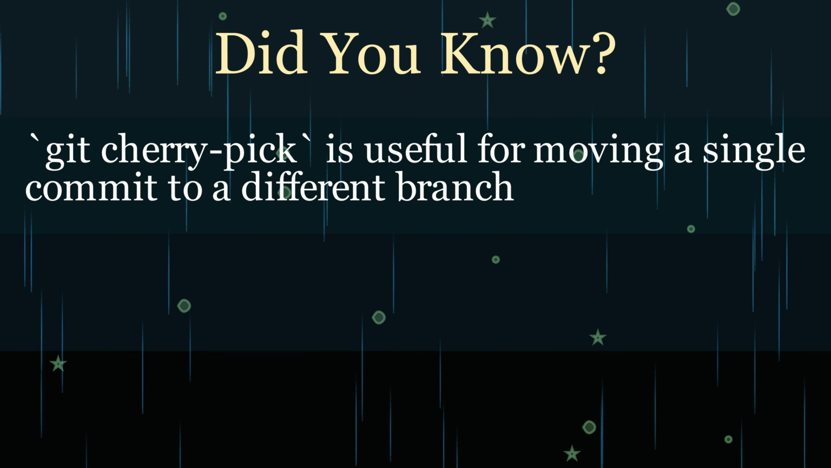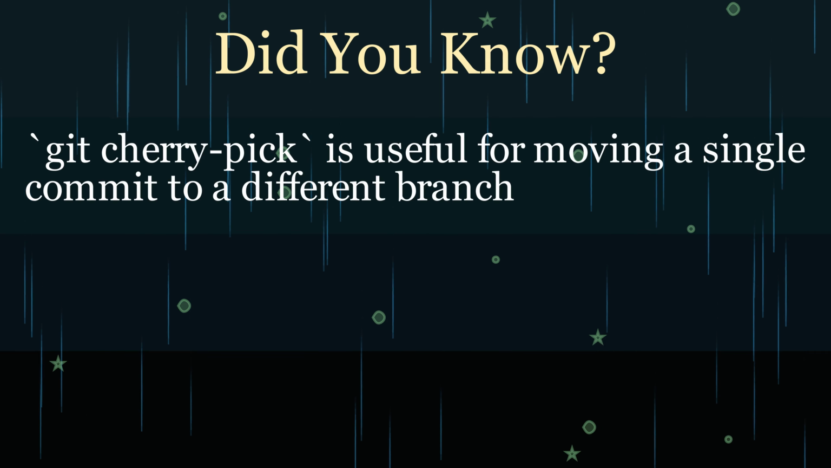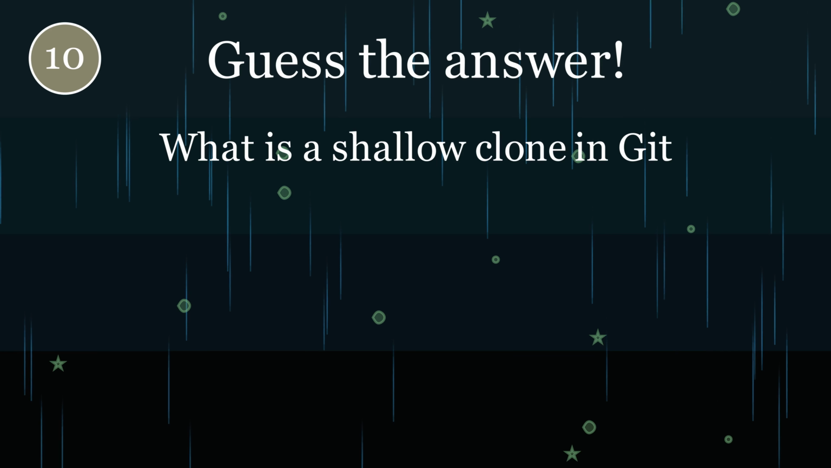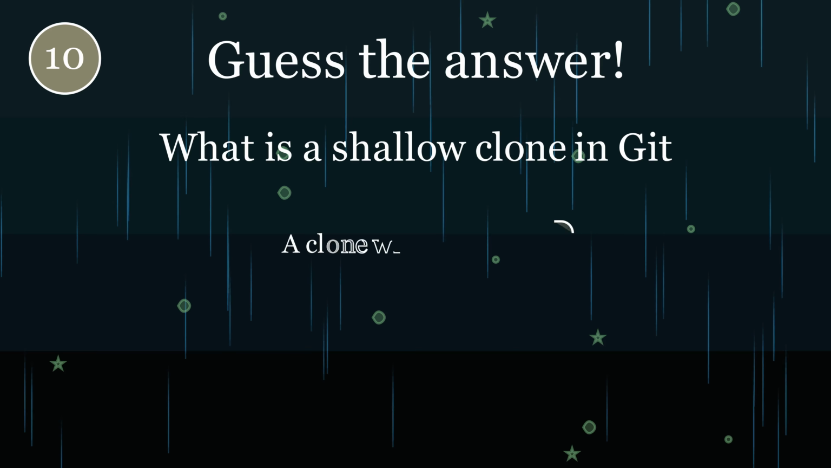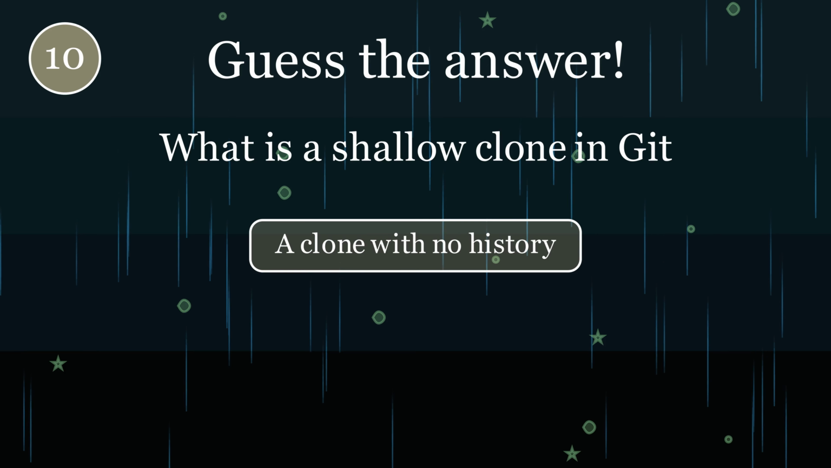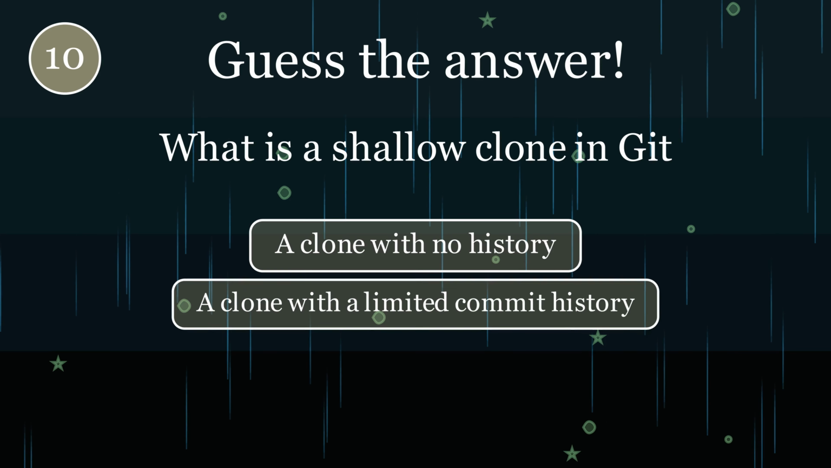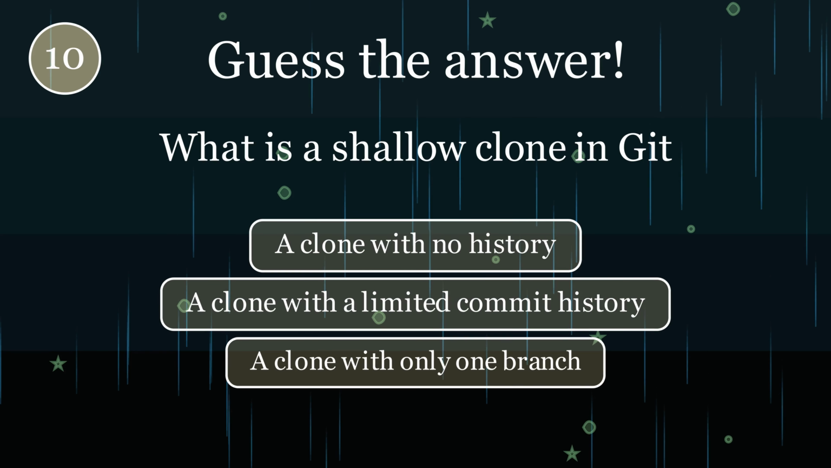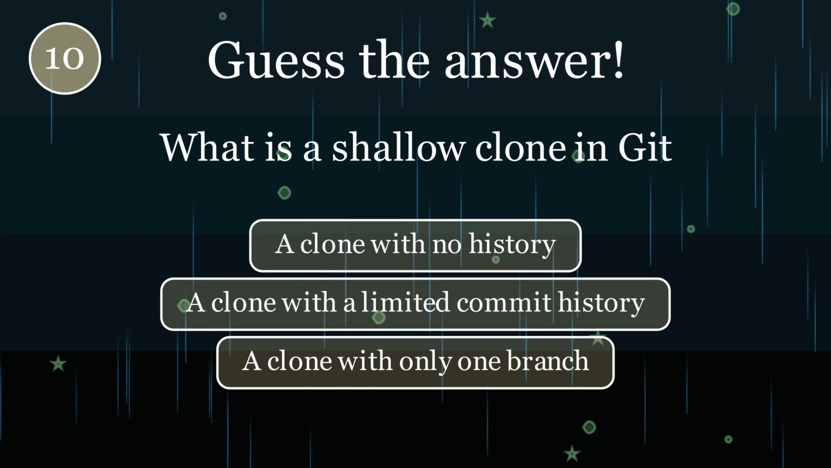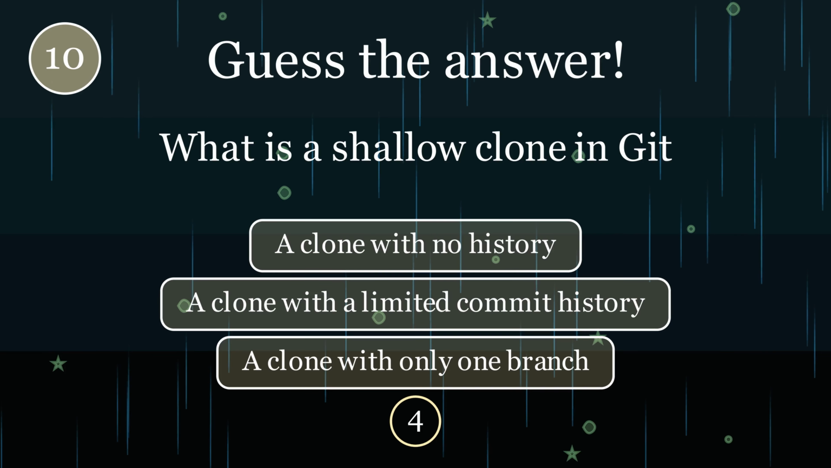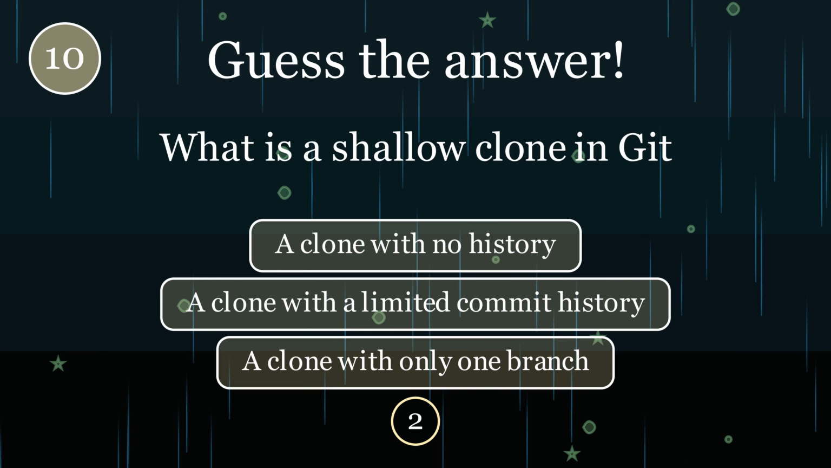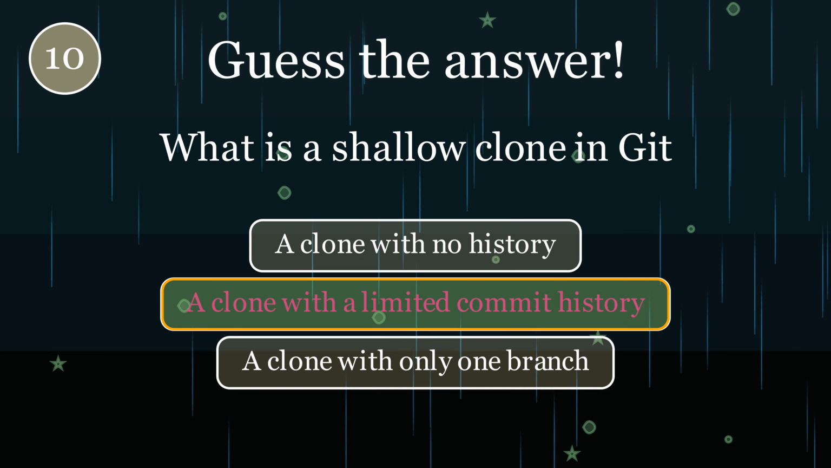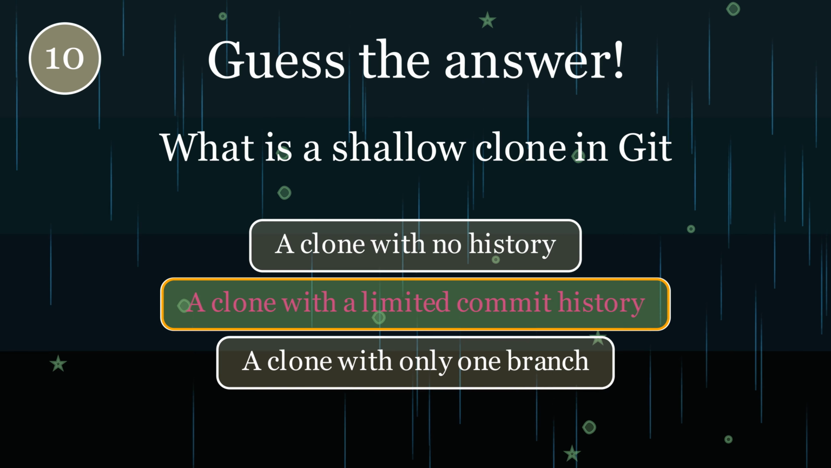Let's learn something new. Git cherry pick is useful for moving a single commit to a different branch. What is a shallow clone in Git? A clone with no history, a clone with a limited commit history, a clone with only one branch. The correct answer is a clone with a limited commit history.